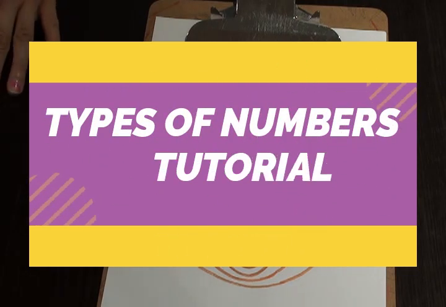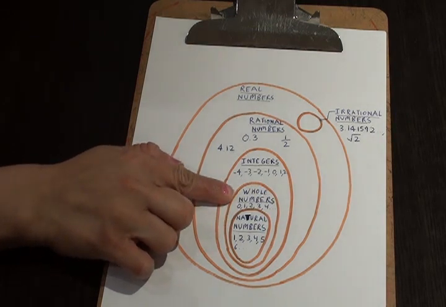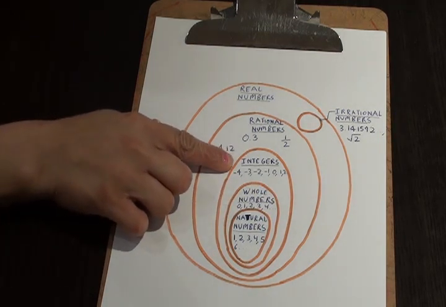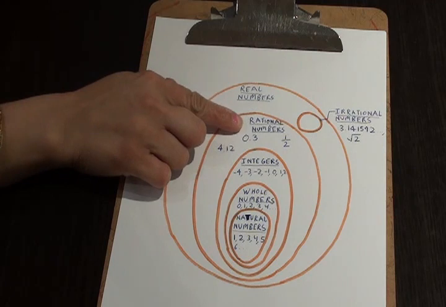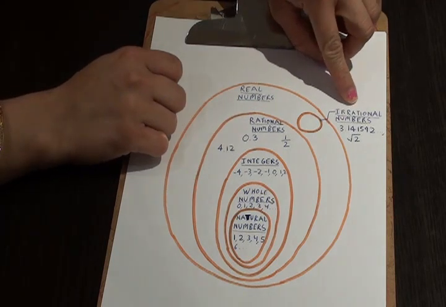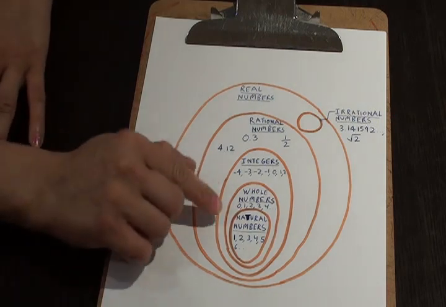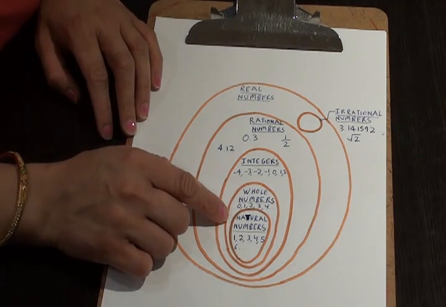So the types of numbers are natural numbers, whole numbers, integers, rational numbers, real numbers, and irrational numbers. I will go through each one of them in detail with examples. So what are natural numbers?